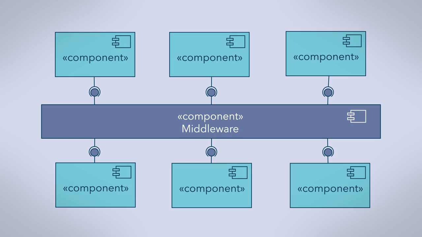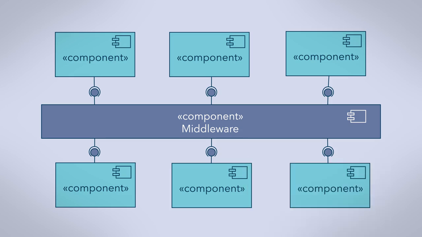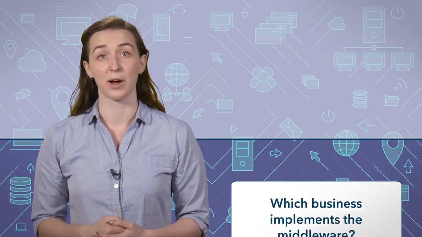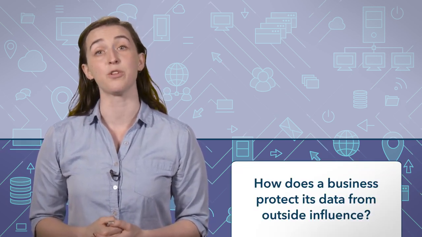However, it is not clear how this would be implemented in business-to-business or B2B interactions, where the interactions are between businesses instead of within them. In particular, which business implements the middleware? Is it hosted by a third party? How is security managed? How does a business protect its data from outside influence? These questions are not impossible to solve, but in practice, EAI is not used for B2B interactions.